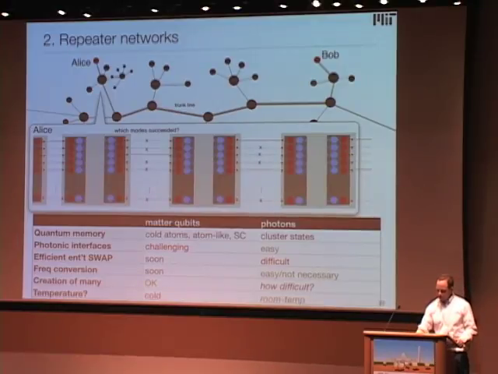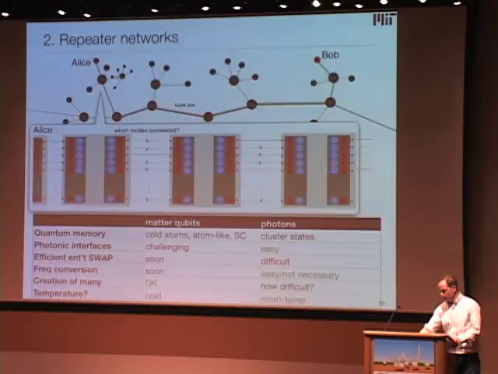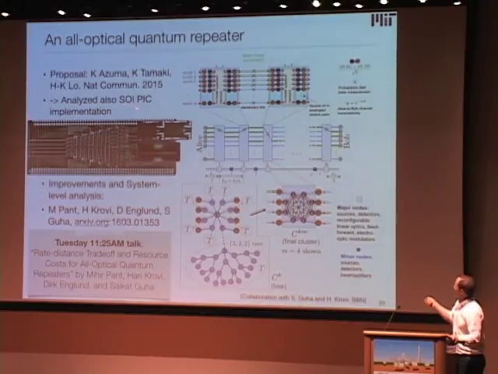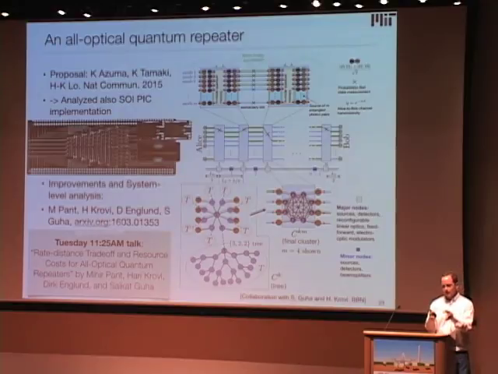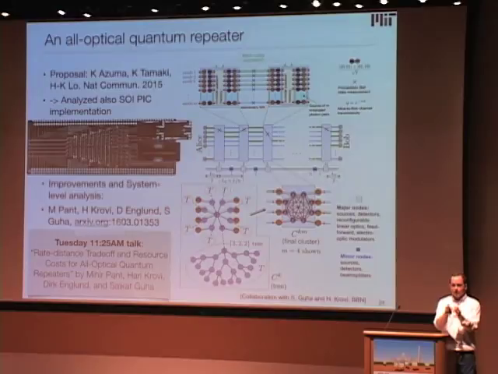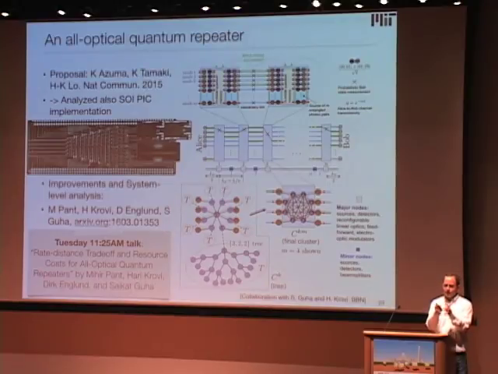And so we looked, with Saikat Guha, very closely at this really nice proposal from Azuma, Tamaki, and Lo that came out last year on replacing the atomic memories with photonic cluster states. And the reason why you need a cluster is that, number one, you can produce some form of error correction so that the qubit in the photons lives longer than it would before decaying in an optical fiber, and number two, so that you can make these Bell state measurements to do the entanglement swap efficiently enough.